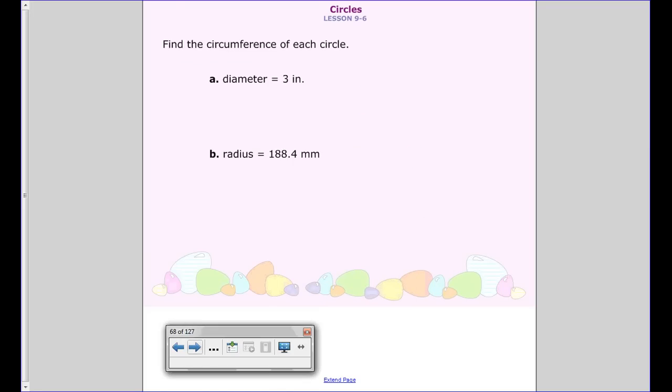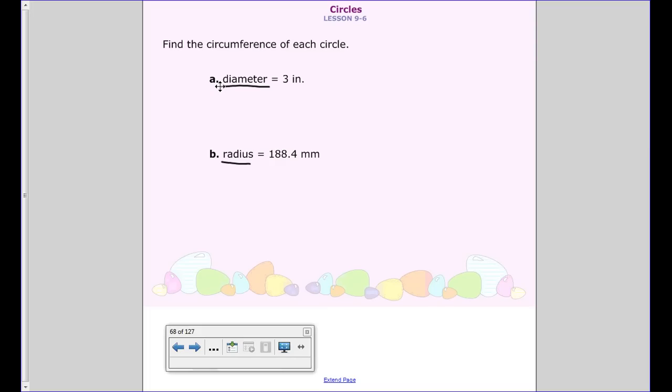Now here they say find the circumference of each circle. And I'm going to let you do A and B here. But notice for A, they give you the diameter. All right, and for B, they give you the radius. So go ahead and do these, and when you're all done, come back and check your answer. So go ahead and pause me now.